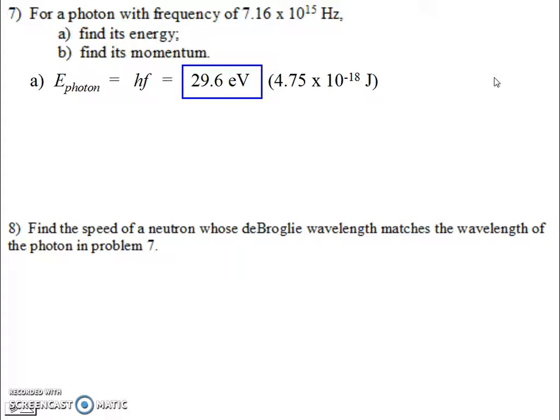Letter B, want to find momentum. Okay, now that's a bit of a weird thing, right? Because what's our usual equation for momentum? That's p equals mv. And what's the mass of a photon? That's 0, right? So it seems like the photon shouldn't have any momentum at all.